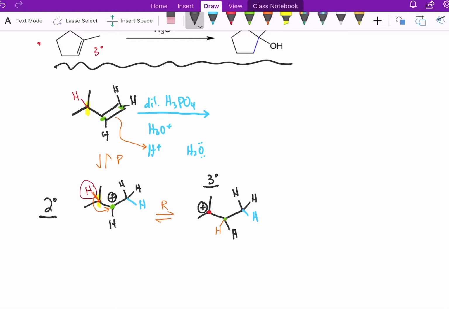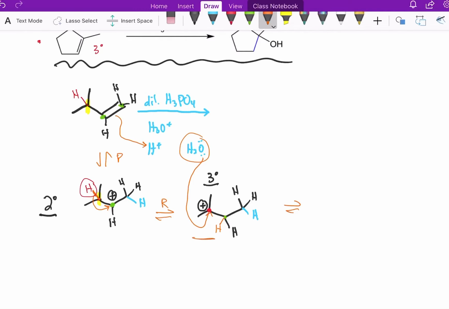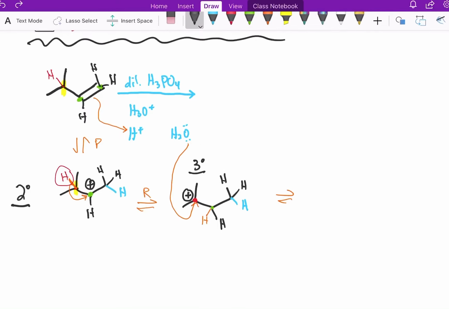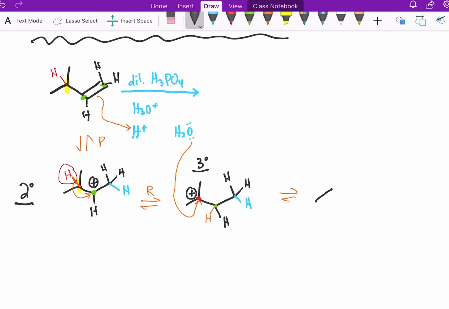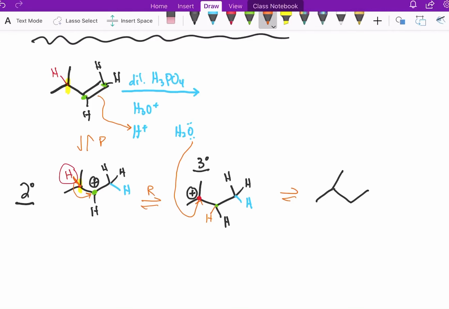So now we simply finish the mechanism. Our water, a lone pair on the O, can attack that carbon atom, right? Remember, water is our nucleophile, our carbocation is our electrophile. That can attack that carbon there on the left, forming a new bond from that carbon to our oxygen.